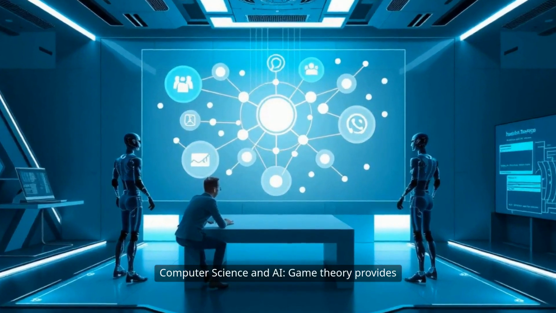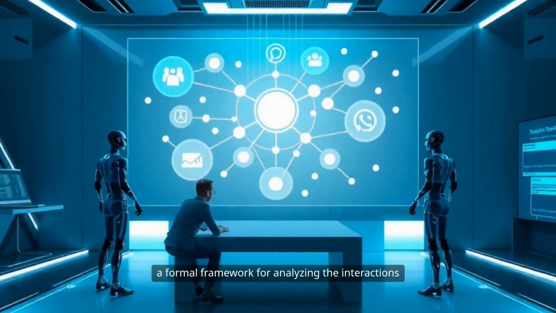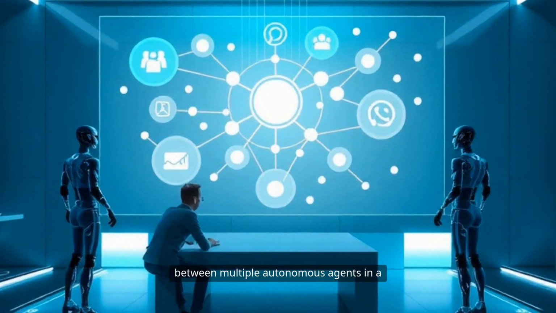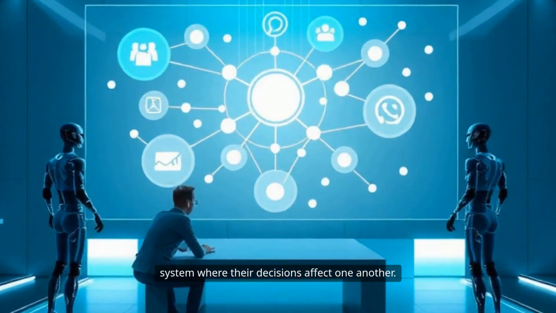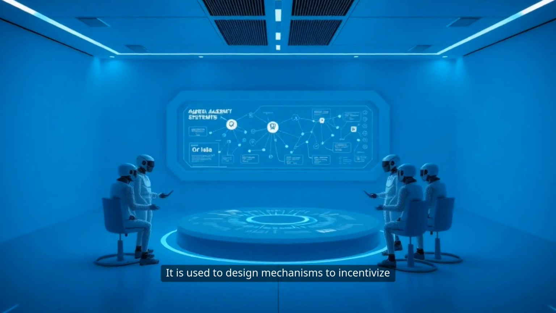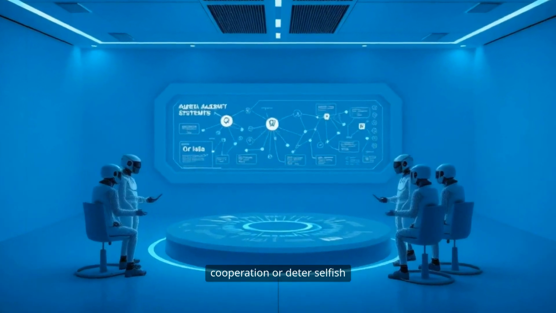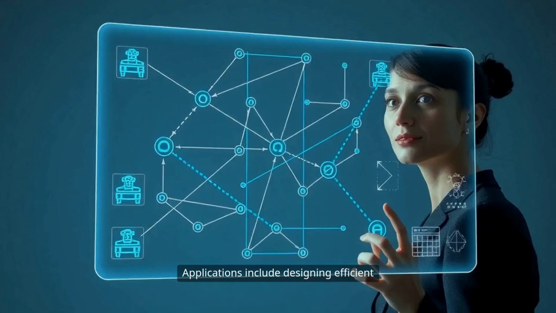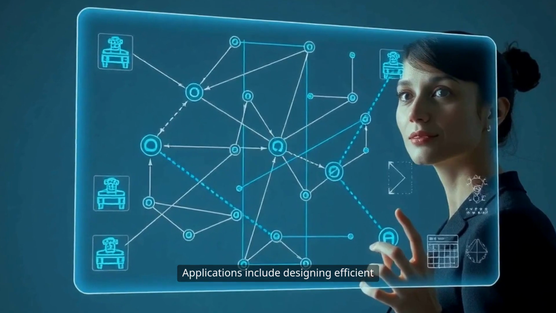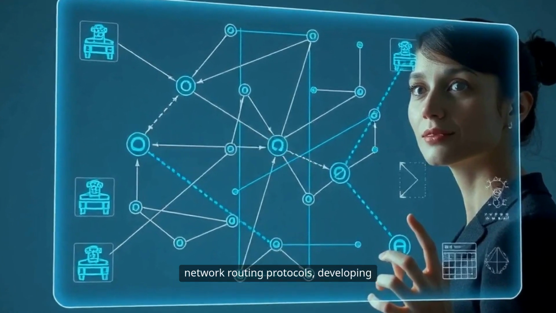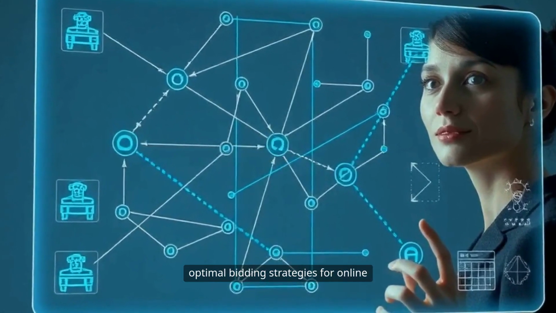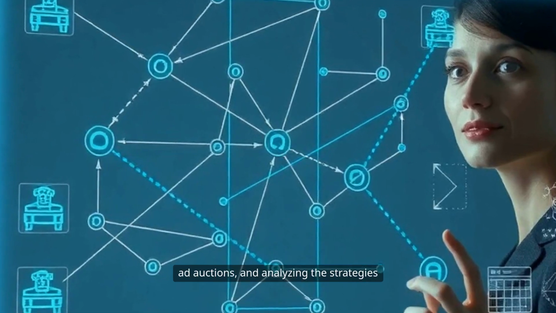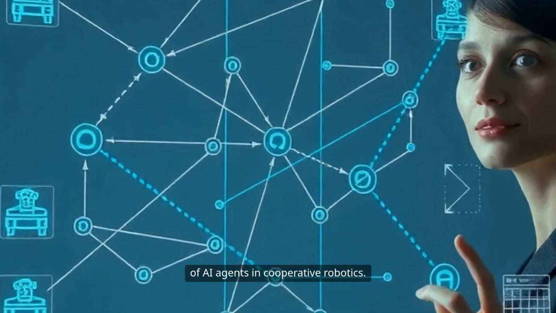Computer science and AI. Game theory provides a formal framework for analyzing the interactions between multiple autonomous agents in a system where their decisions affect one another. It is used to design mechanisms to incentivize cooperation or deter selfish behavior in multi-agent systems. Applications include designing efficient network routing protocols, developing optimal bidding strategies for online ad auctions, and analyzing the strategies of AI agents in cooperative robotics.